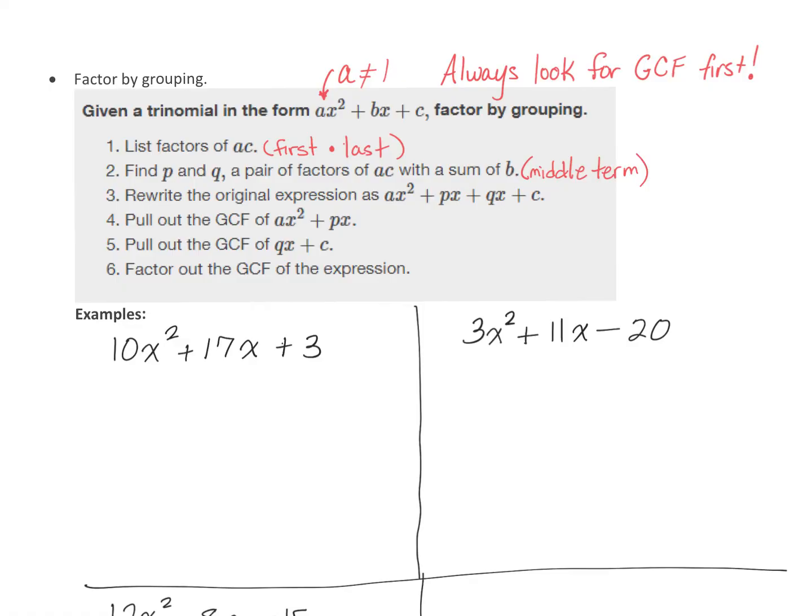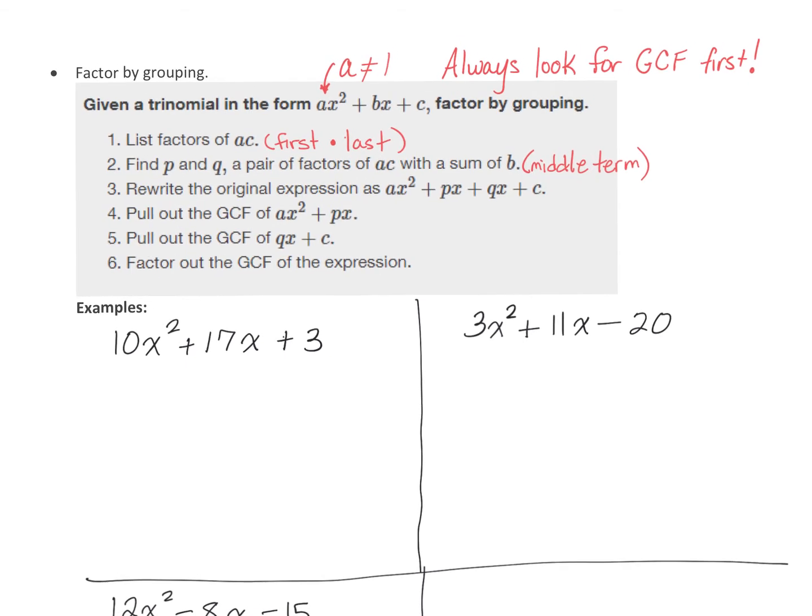The next thing that we want to do is look at trinomials in the form ax squared plus bx plus c, where a in this case is not equal to 1. As always, we want to make sure that we're looking for the GCF first, greatest common factor. So we're going to look at this first example. We'll follow these steps here.